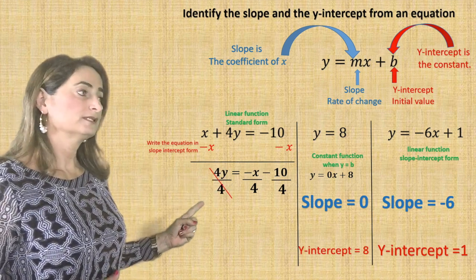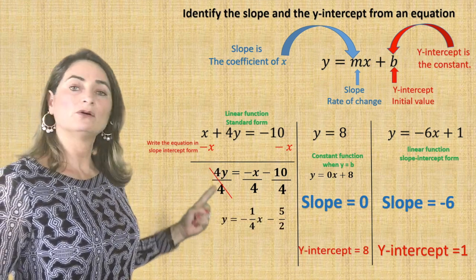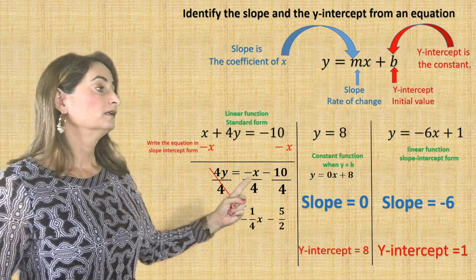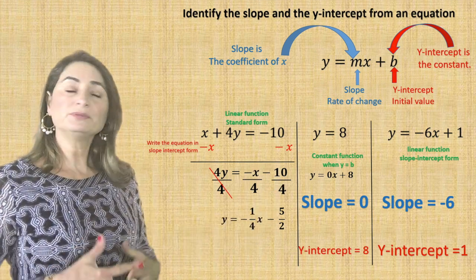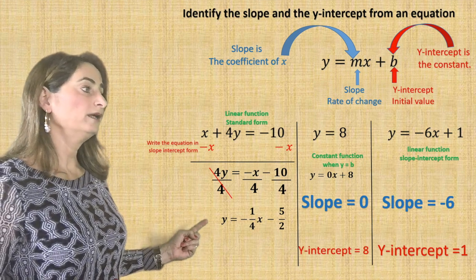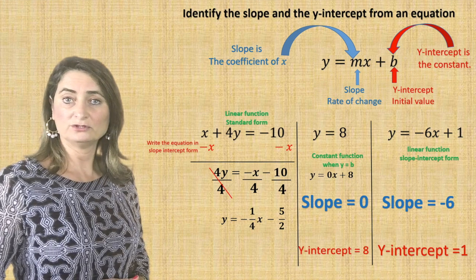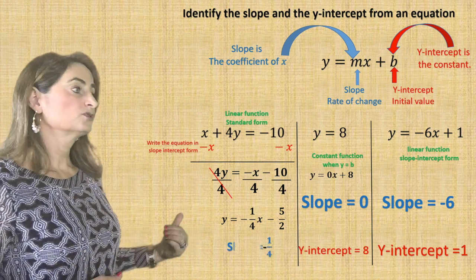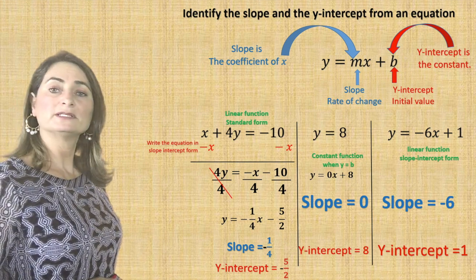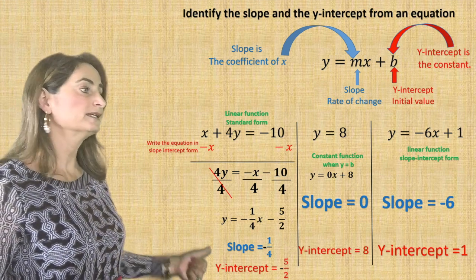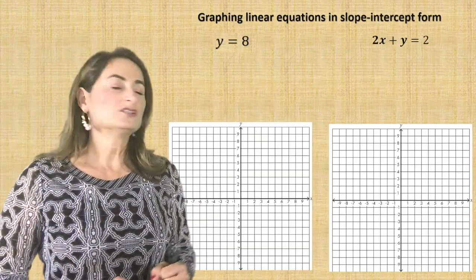4 divided by 4 is 1. You end up with y equals -1 over 4x minus 10 over 4. Simplify that, you get y equals -1/4x minus 5 over 2, or 2.5. So the slope is the coefficient of x, which is -1/4, and the y-intercept is the constant by itself, which is -5 over 2.